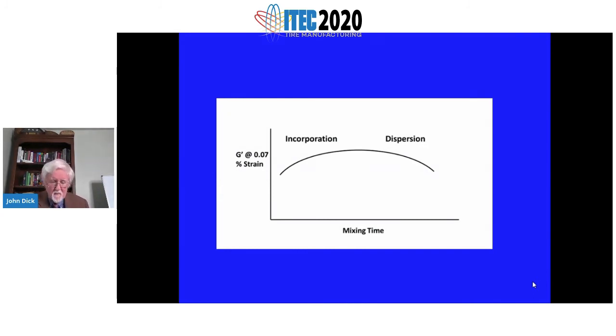So what this is saying is that if you're serious about measuring the dispersion of silica with the Dispergrader and with the pain effect method, especially with the pain effect method, you want to start taking your samples later, when it's in a dispersive area rather than when it's in the incorporation area.